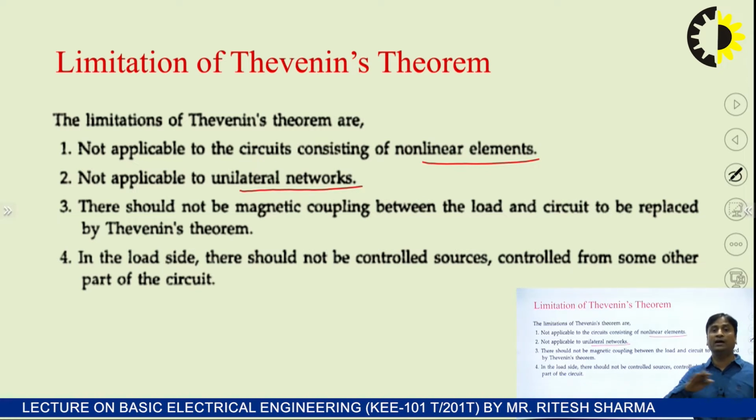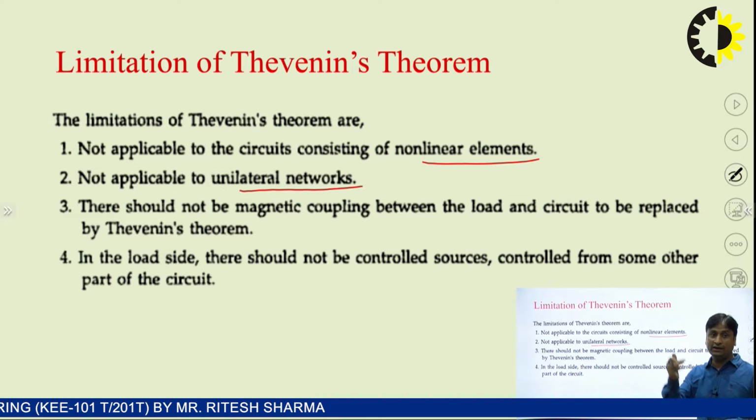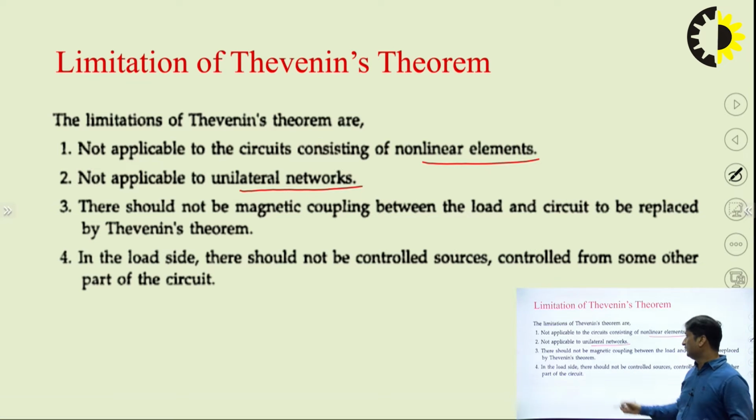Okay, this is not for the diode and triode and all that, because they are unilateral elements. So it is only applicable for bilateral, not unilateral networks. Third, it should not be magnetic. There should not be a magnetic coupling between the load and the circuit. Whenever we are solving the network, there should not be a magnetic coupling between the networks.